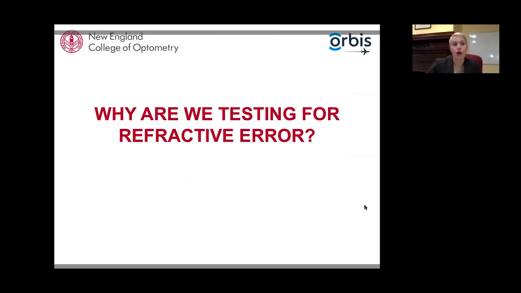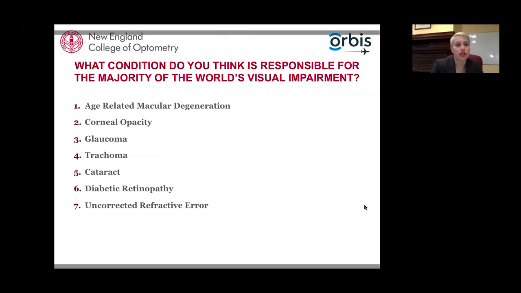So, why are we testing for refractive error and why are we including it in our screenings? I'm going to start off with a question. I'm not sure if there are too many people out there. It is pretty early. It is the day before Thanksgiving here in the US, so I understand if everyone's sleeping in.